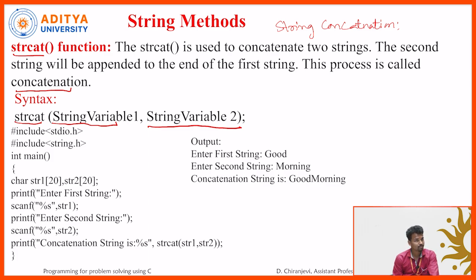Now, let us understand with an example. First of all you need to declare two strings, str1 and str2. After that you read the first string and then the second string from the user. After that you perform concatenation: strcat(str1, str2). If you do so, you get the output. The first string you entered is good, the second string you entered is morning. The second string morning will be joined to the end of the first string good. So the output, the concatenated string, is good morning. This is how string concatenation can be performed.